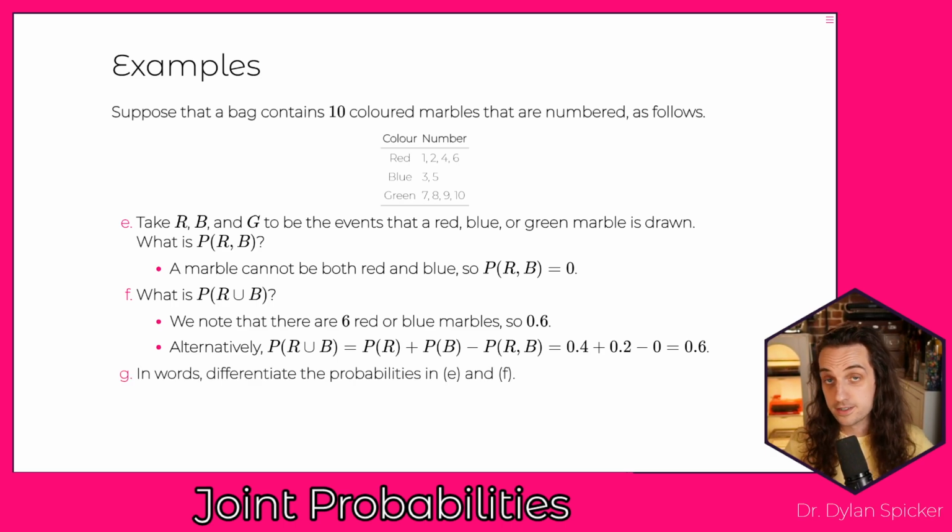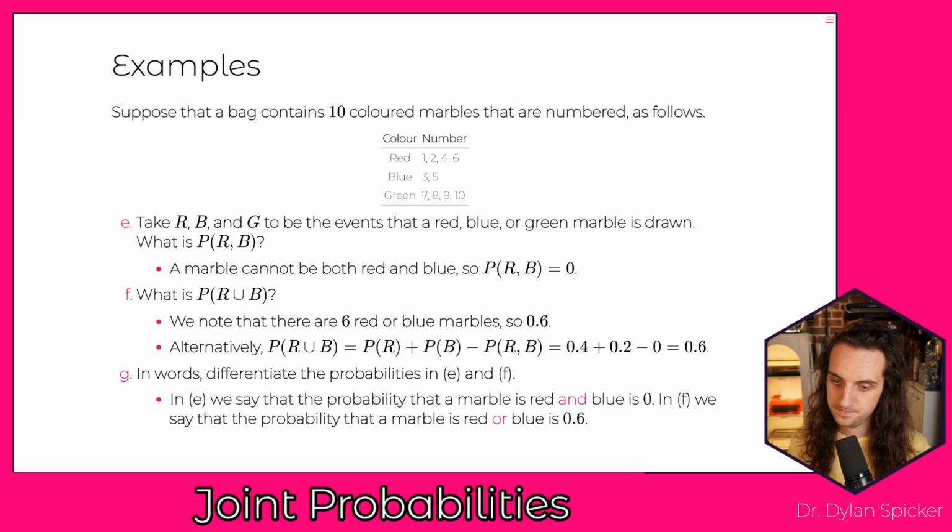Now, what are the differences between the probabilities in E and F? In E, we have the probability that we draw a marble that is both red and blue. And in F, we have the probability that we draw a marble that is red or blue. So the probability that the marble is red and blue is 0. The probability that the marble is red or blue is 0.6. And so again, we're differentiating ands and ors. We're differentiating intersections versus unions, and we're thinking about these in terms of our joint probabilities.